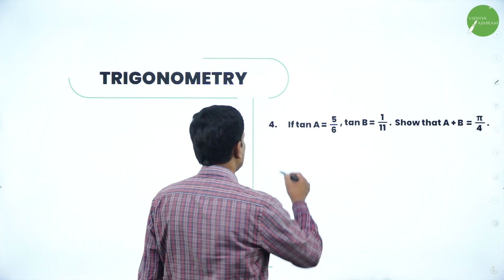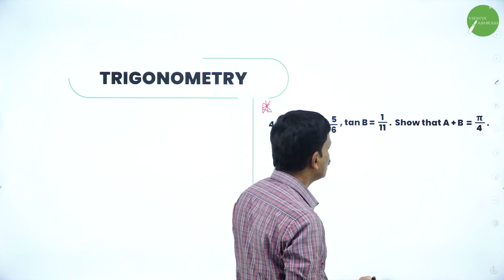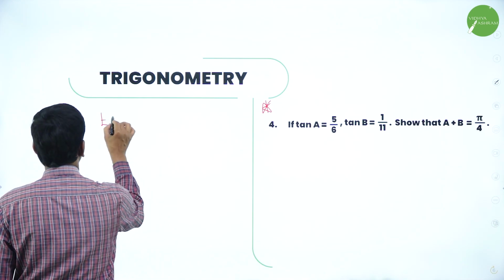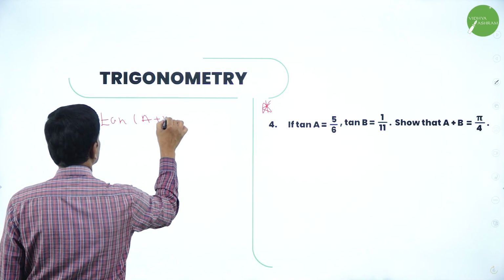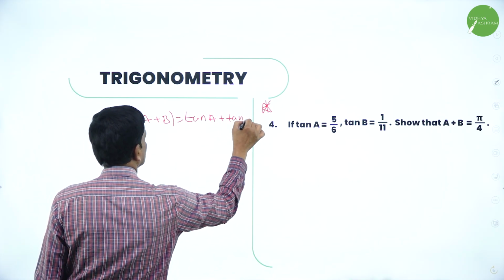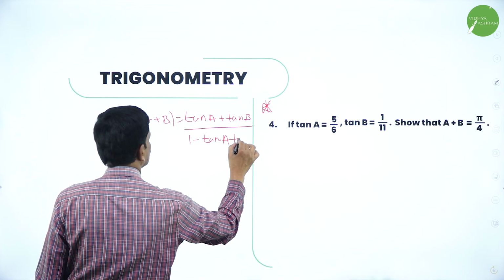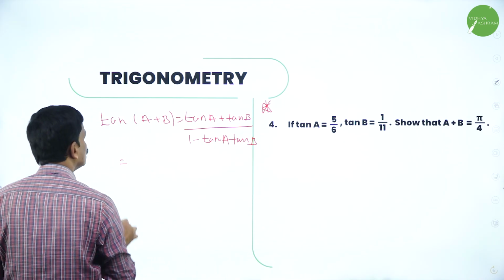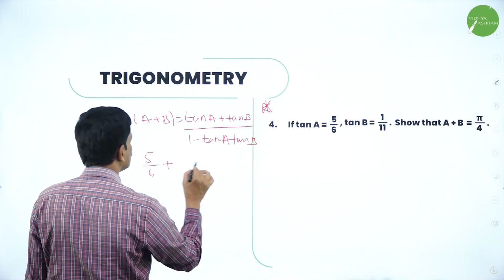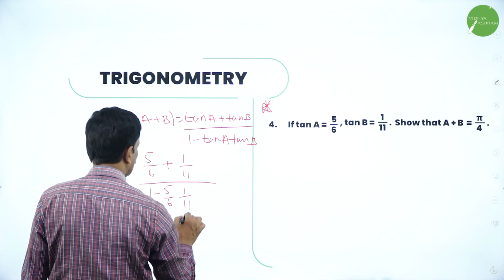This is also an important problem. If tan A is equal to 5 by 6, tan B is equal to 1 by 11, show that A plus B is equal to pi by 4. Now, we know this formula: tan(A plus B) is equal to, what is the formula for tan(A plus B)? Tan A plus tan B divided by 1 minus tan A into tan B. Now, what is given? Tan A is equal to 5 by 6, tan B is equal to 1 by 11, divided by 1 minus 5 by 6 into 1 by 11.